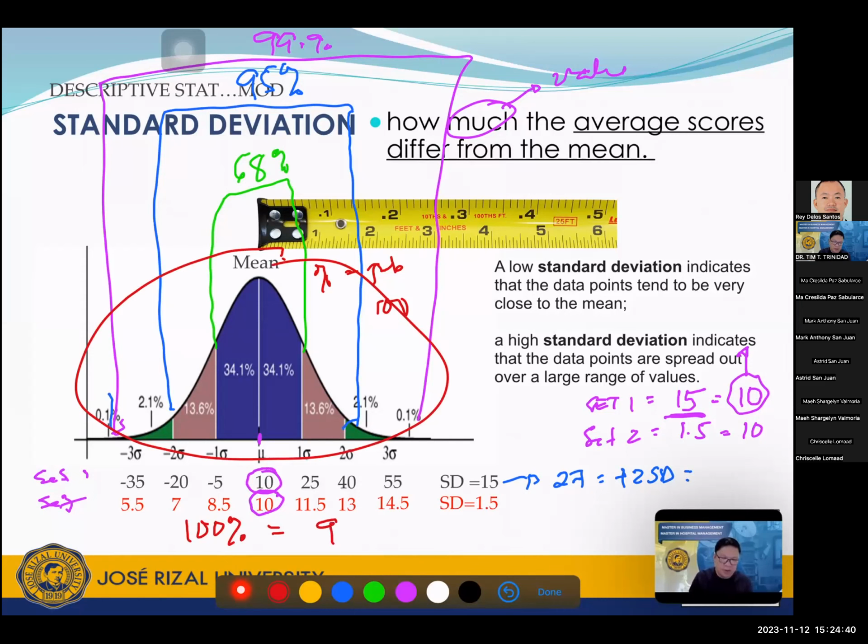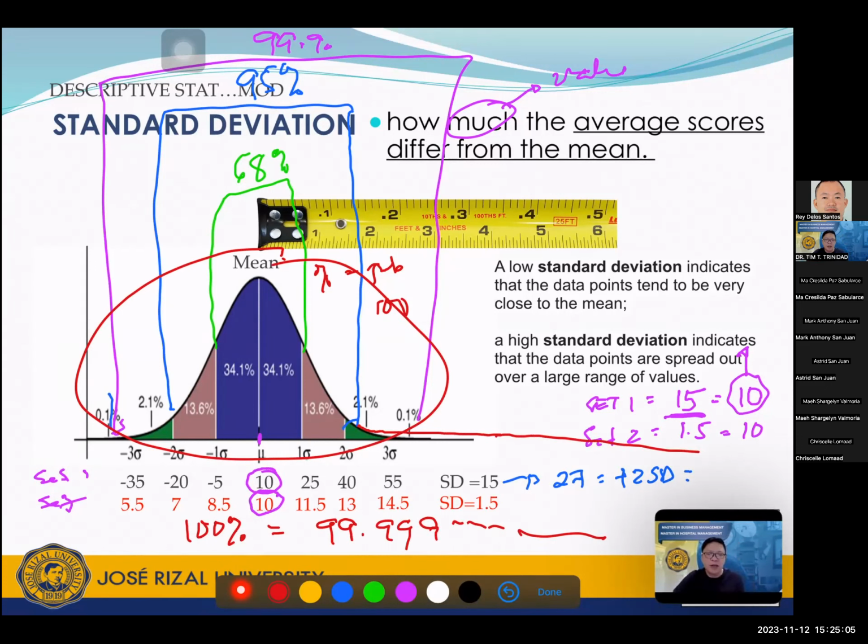It will always be 99.9999999 and so on and so forth. This becomes infinite because there is no perfection in life. There is no perfection in life. So that the tail of this curve will not touch down the base. So it will remain to be infinite 99.9.